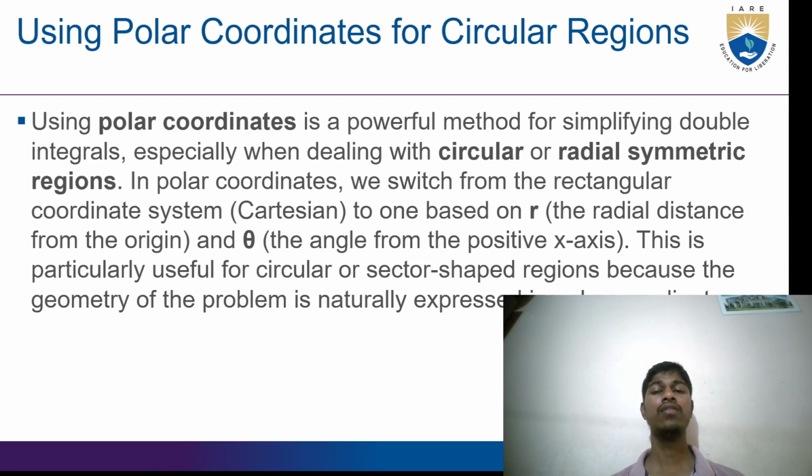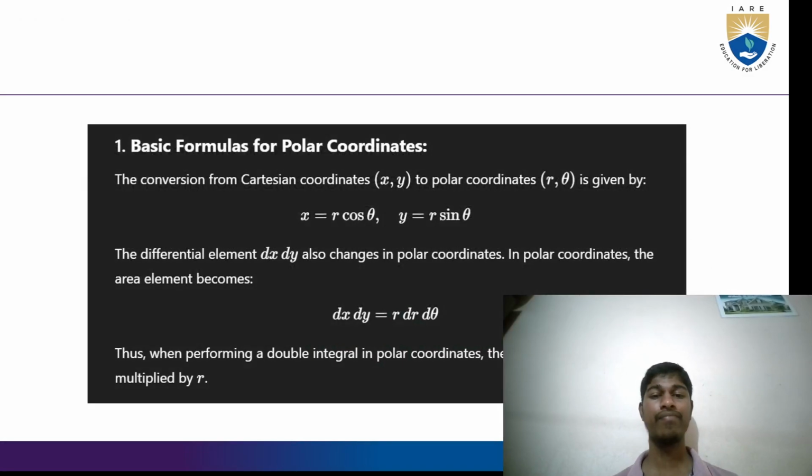Using polar coordinates for circular regions. Using polar coordinates is a powerful method for simplifying double integrals, especially when dealing with circular or radially symmetric regions. In polar coordinates, we switch from the rectangular coordinate system convention to one based on r, the radial distance from the origin, and theta, the angle from the positive x-axis. Basic formula for polar coordinates: x is equal to r cos theta, y is equal to r sin theta, for converting the function f of x and y to polar coordinates r, theta.